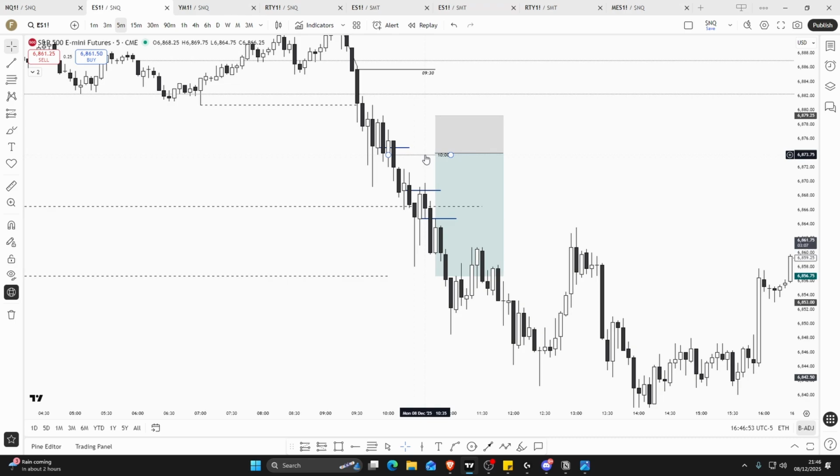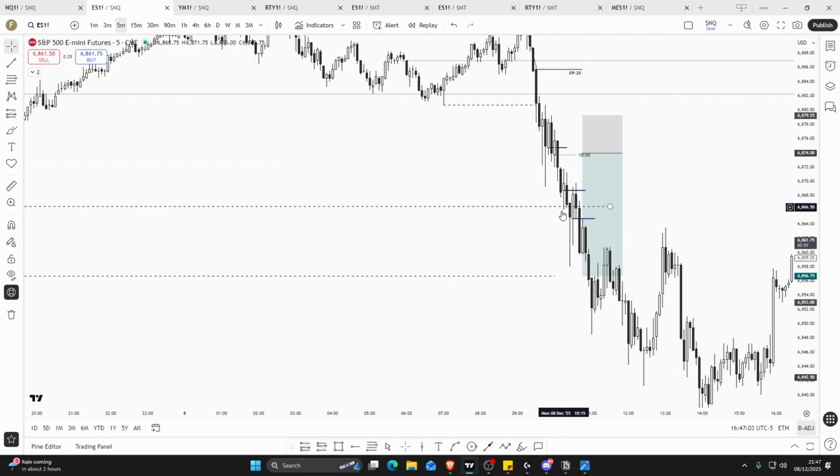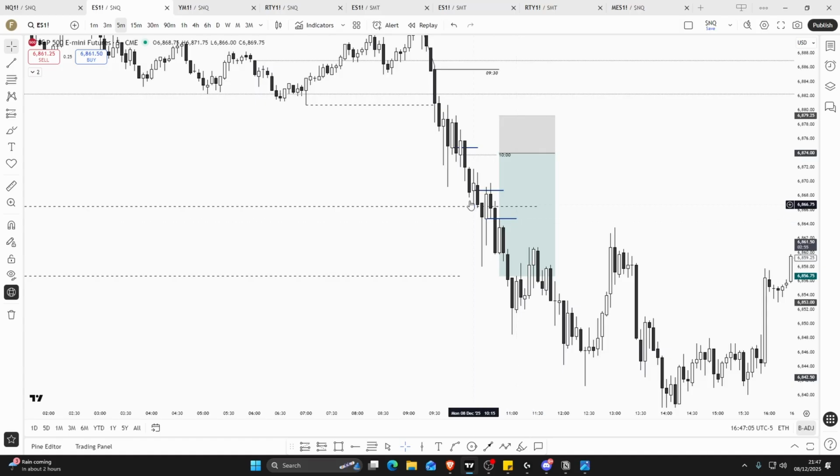So we open at 10 a.m. We form a shallow wick inside this order block, and we just continue closing below, basically forming these up closing candles. And you can see every time we take out lows, we get a new phase of price retracement or consolidation, but no reversal, right?